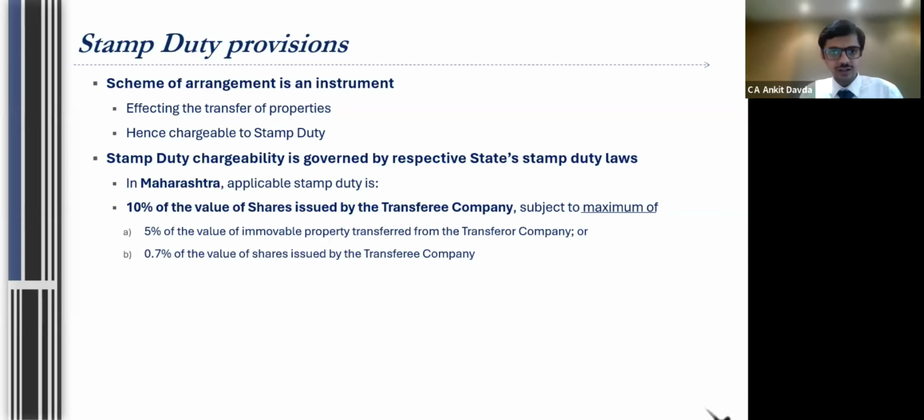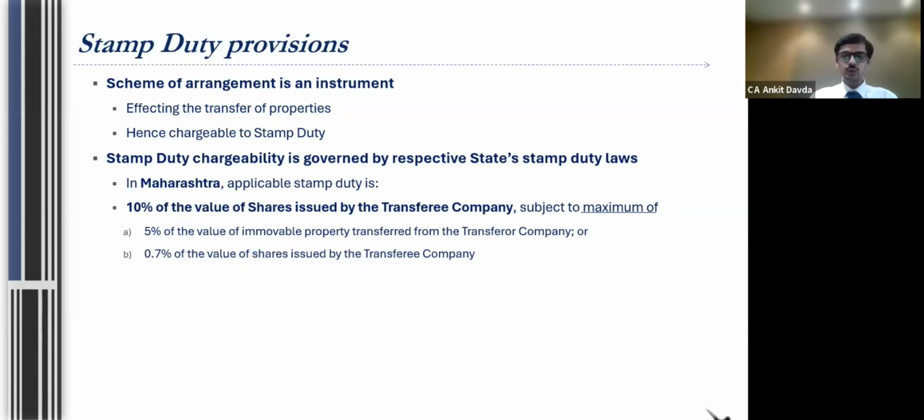While generally in most cases the 10% does not come into the picture, you will have 5% of the value of immovable property or 0.7%. In very rare cases, the 10% provision may come into the picture, because 5% of the immovable property could be so substantial that it is more than 10% of the value of shares issued. So in that case, stamp duty would be restricted to 10%. So these are the legal provisions. Whenever you happen to work on such a transaction, these are the tax implications in Maharashtra.